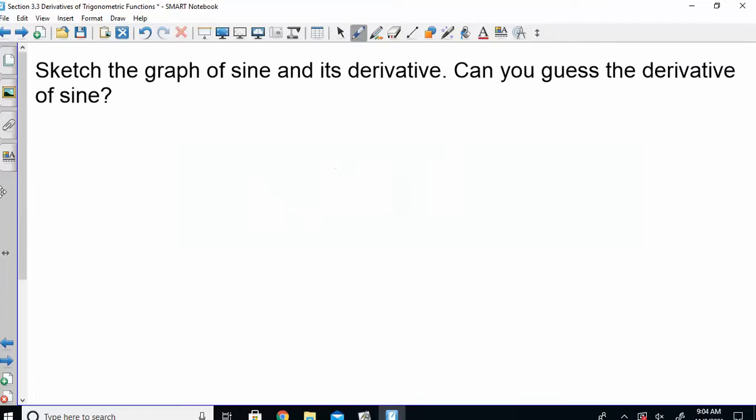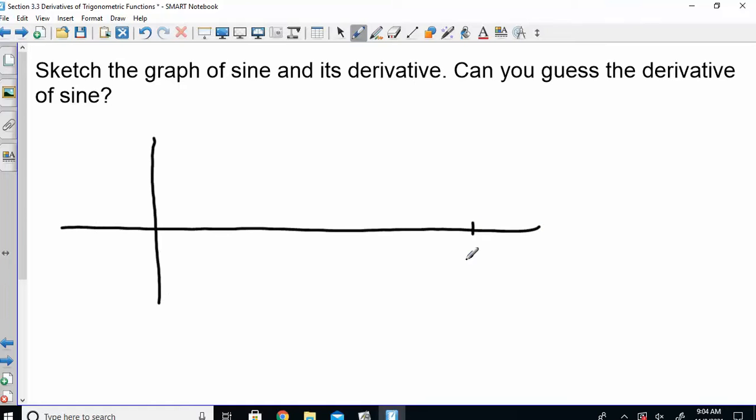So let's take a look at the graph of sine, and then we'll draw its derivative. So if we were going to graph sine, we go from 0 to 2 pi. So sine starts at 0 and then goes up.